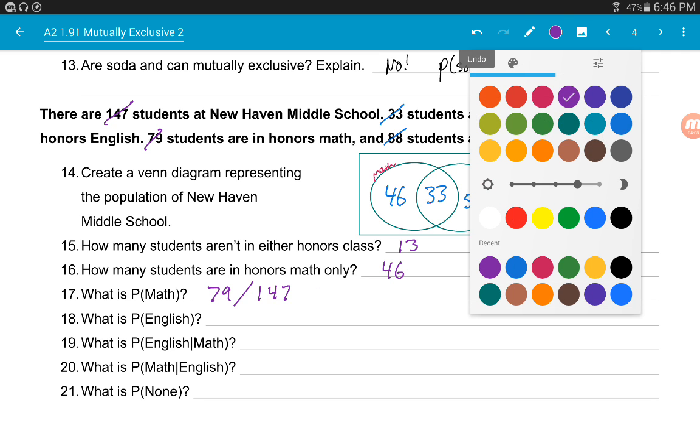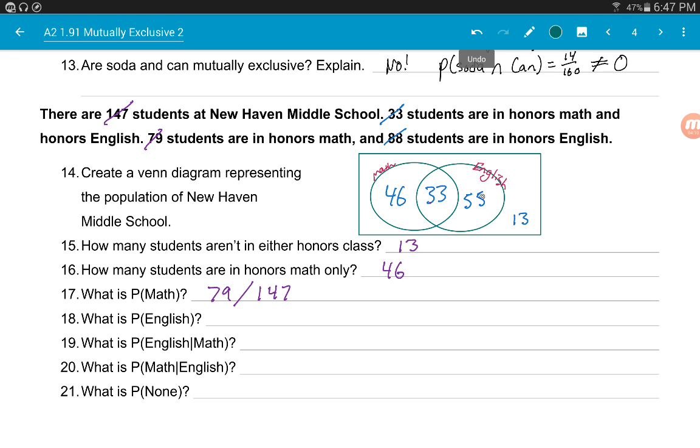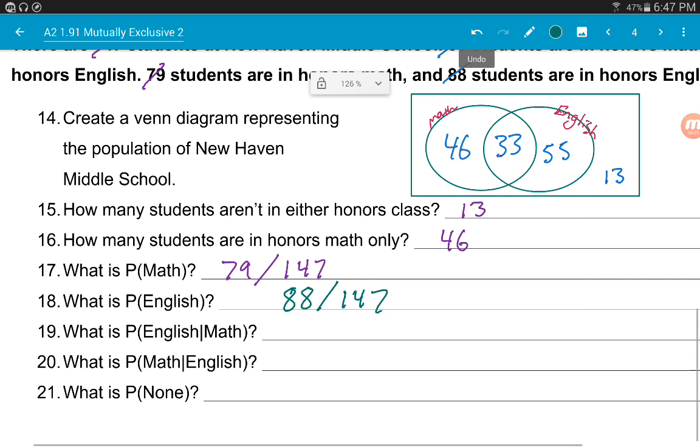Now the probability of picking somebody who is in Honors English. These people are in Honors English, and so are these. So if we add those up, we get 88 out of 147. Now here's the tricky ones. And thankfully, there are not too many of them.